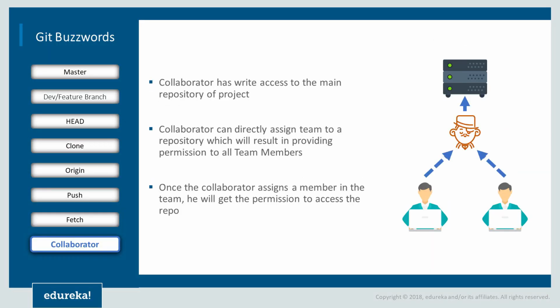The last one is the collaborator. As I said, this collaborator is the one who is part of the core development and has commit access to the main repository. So a collaborator can directly assign a team to a repository, which will result in providing permissions. Once the collaborator assigns a member in the team, he will get permission to access the repository.